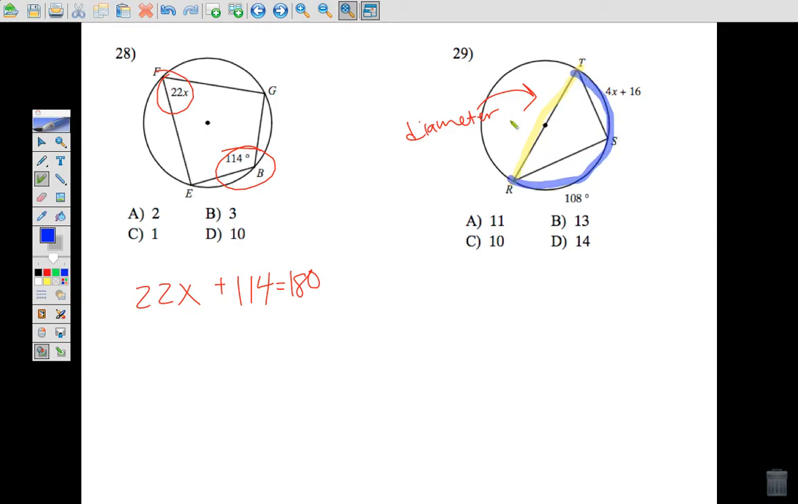Change colors. Good highlighting. That is a semicircle. Did I spell that right? Semicircle.